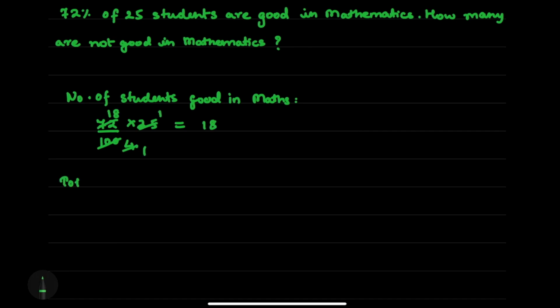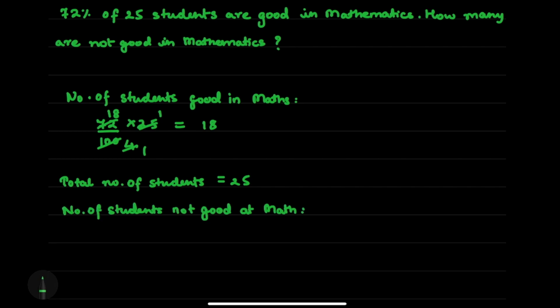Now we know the total number of students is 25. So the number of students who are not good at maths would be the total number of students minus the number of students who are good in maths. So the total number is 25 minus 18, which is the number of students who are good in math, and that gives us 7. So our answer is 7.